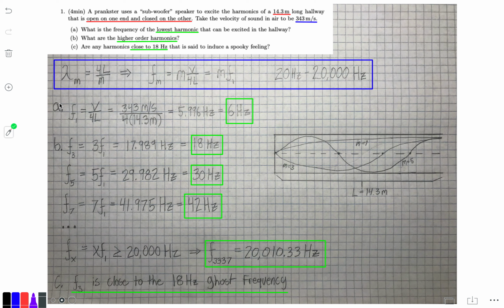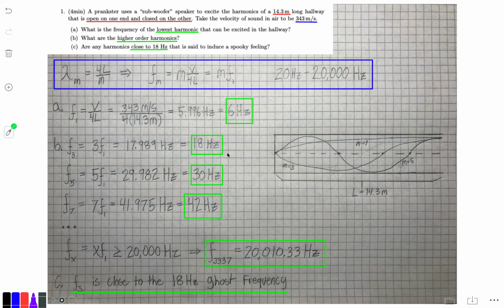Just getting started here, for part A we have our lowest harmonic. As you can see, we're just plugging right into this equation here and solving for f1, or the first harmonic, which we find out to be 6 hertz. Then for the third harmonic, we multiply our odd numbered mode by f1. We get 18 hertz, and so on. We can keep doing this.